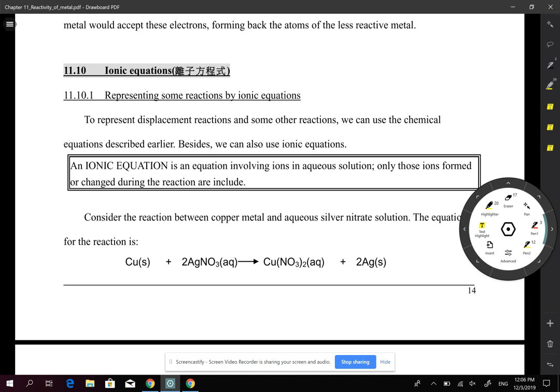Far away from each other, they become separate. Okay? So, if there is any change related to the cation, the anion, they will not change at the same time.